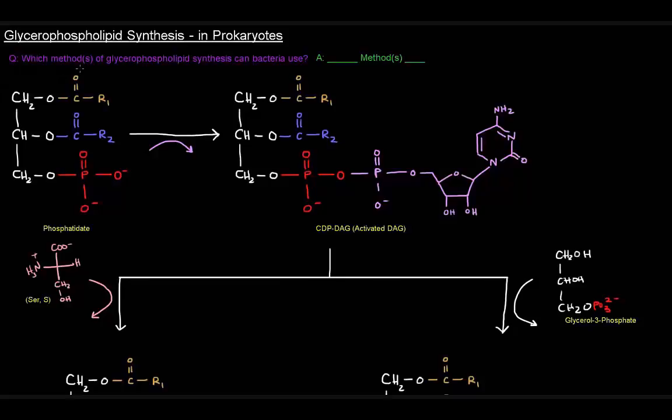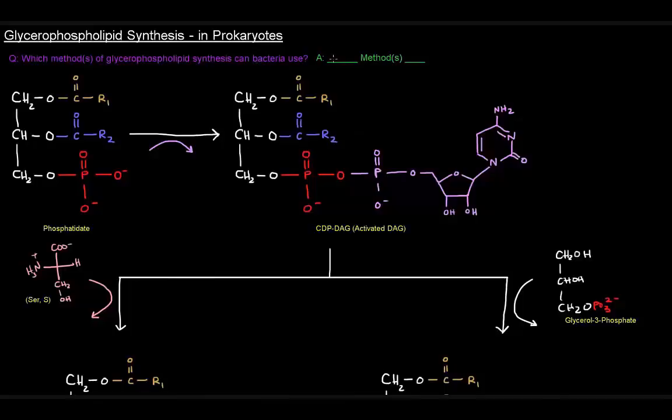So which methods of glycerophospholipid synthesis can bacteria or prokaryotes use? Well, there were two methods, one and two, but bacteria, prokaryotes, can only use method one. They cannot use method two. And method one basically started with the CDP-DAG, or the activated diacylglycerol, which I've drawn here, in a slightly different way, with the CDP portion extending out to the right as opposed to down. That might be a little bit easier to see.